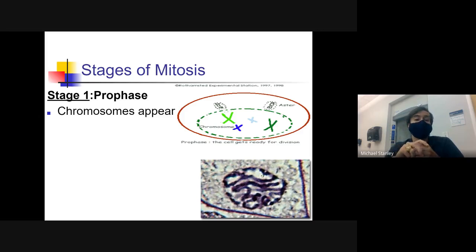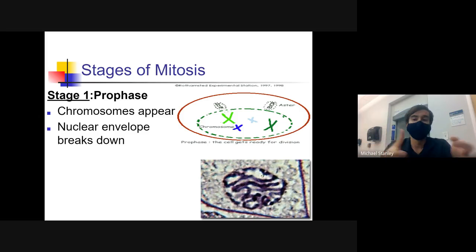So in prophase, the chromosomes actually become visible. So before, they were kind of hard to see inside of the cell. They were inside the nucleus, and the DNA wasn't quite as tightly packed as it could be. But in prophase, those chromosomes get really packed down and really dense, so it's easier to see them. And also, the nucleus breaks down, right?